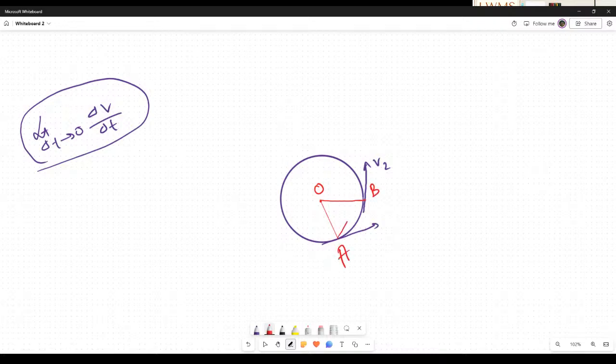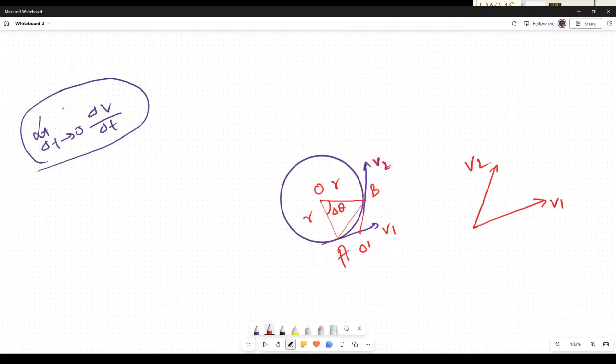OAB, yes, this is the same diagram I am taking, with delta theta. To find the difference, I am producing this one backward. Let them meet at the point O dashed. So this is the direction of V1 and this is the direction of V2. The difference V2 minus V1 I will find in a different triangle. Here this is V1, this is V2.